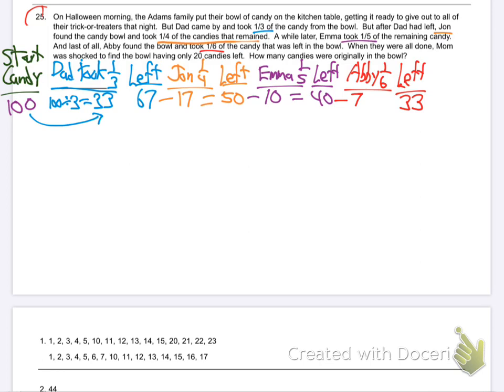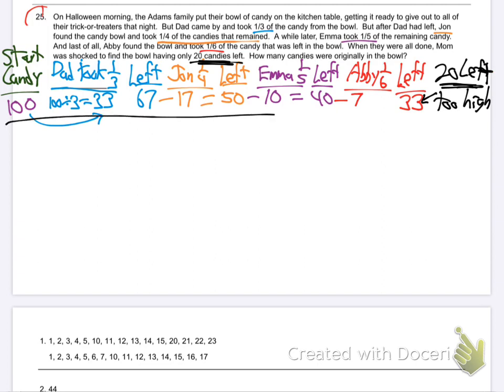What should it be? Really, there's only 20 left, it says, at the end after the 4 people took the candy. So 33 is too high. There's too many left. There's only supposed to be 20 left at the end. So I should go again and go lower, shouldn't I? Let me start again, and this time go with like 50. I'll go lower because it came out too high in the end.